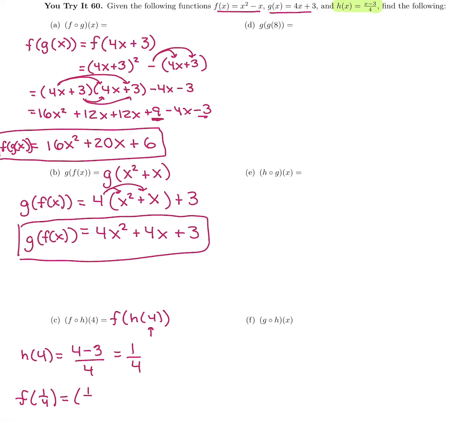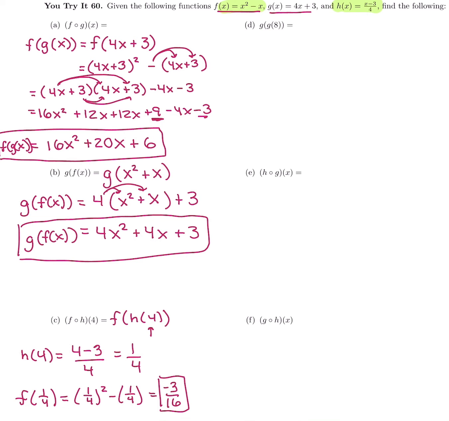which means I'm going to do 1/4 squared minus 1/4. When I plug into f of x, I'm going to replace both those x's. X squared is going to become 1/4 squared, minus x is going to be minus 1/4. And I get a decimal or a fraction, whichever is easier to write. We get negative 0.1875, or it might be faster to just write it as negative 3/16.